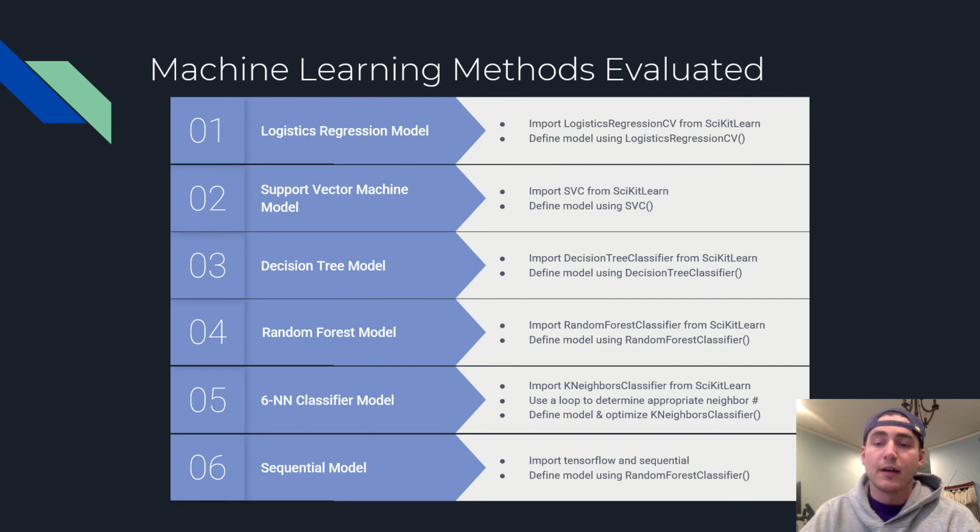We performed a logistic regression model, support vector machine model, decision tree model, random forest model, KNN classifier model, and a sequential model. We've included a high-level overview of the process for each of these models in the chart displayed on the slide. Now that I have walked through our project overview and goals, dataset characteristics, and machine learning methods that we have evaluated, I'd like to pass it on to the rest of my team to discuss our results.